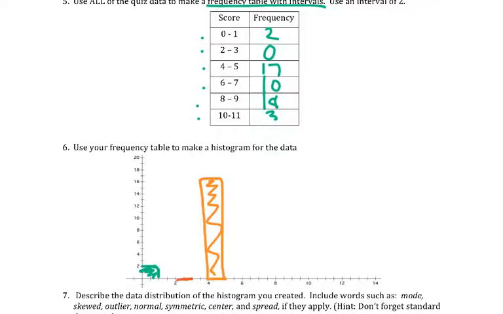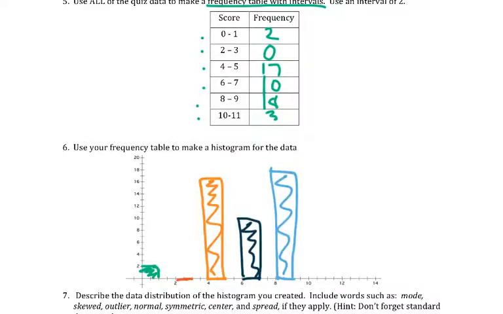Okay, then 6 to 7. For this one, we'd go up to 10. So about right there. Then 8 to 9, we would go up to about 18, so a little higher than the other one. And then 11 to 12, we have 3. So, oh, 10 to 11, I mean. I don't know why I said 12. Okay, that one would go up about right there.